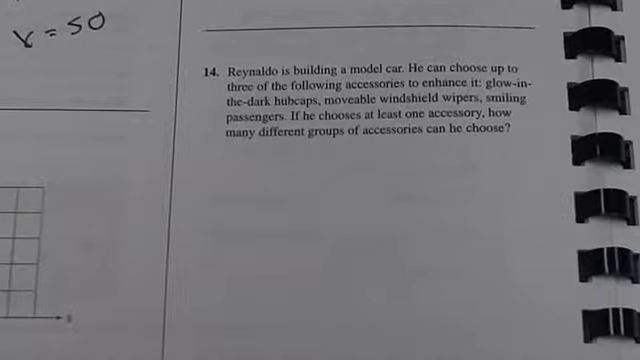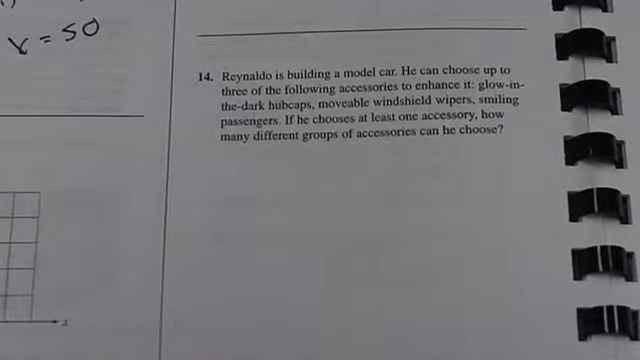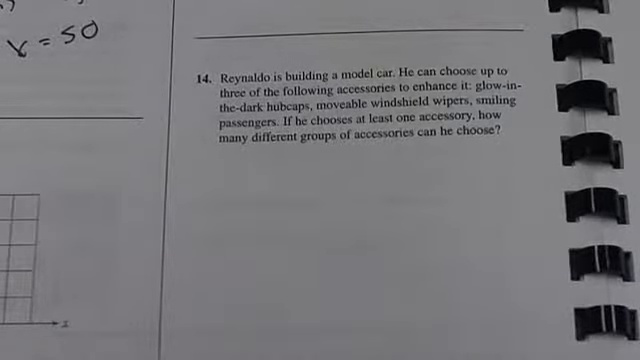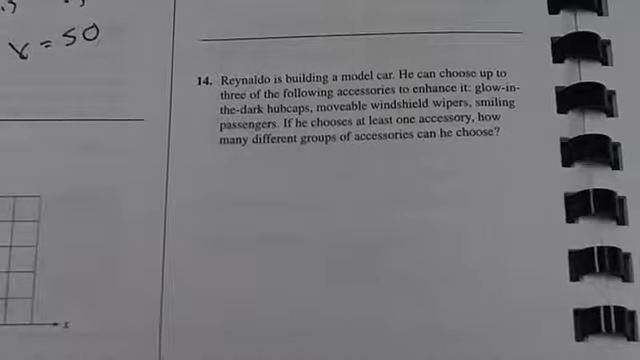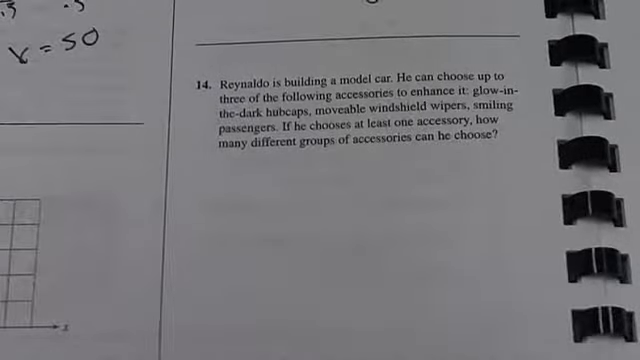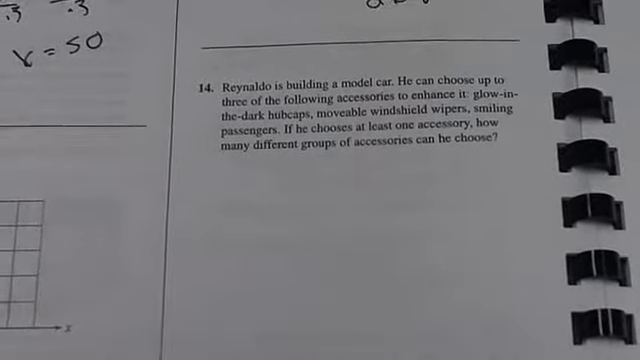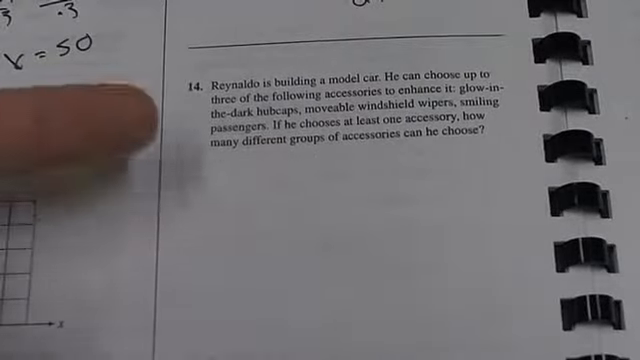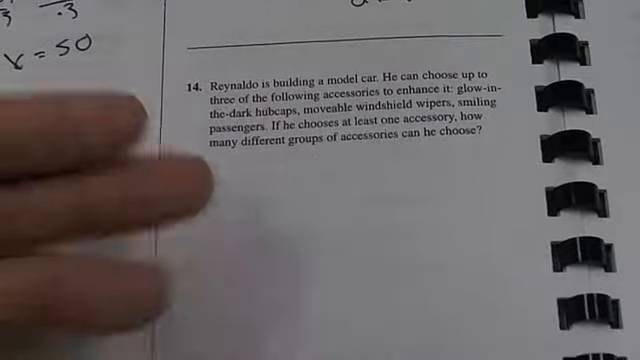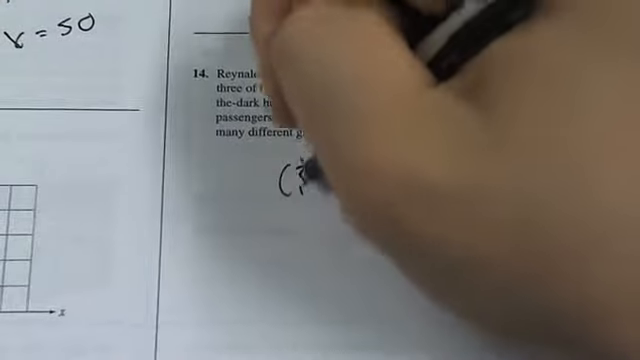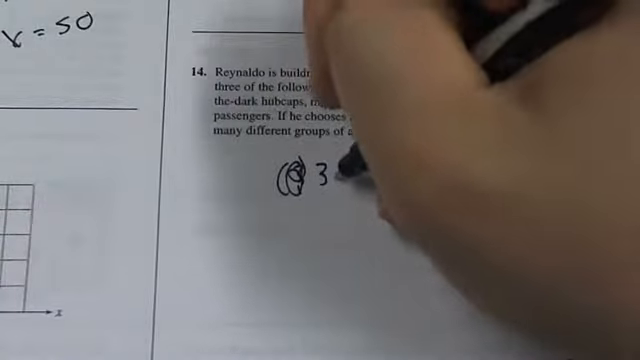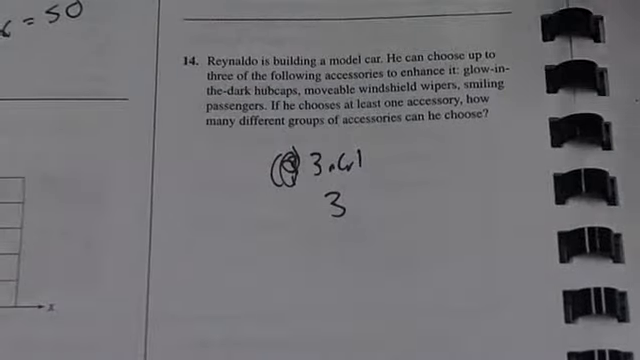14. Ronaldo is building a model car. He can choose up to 3 of the following accessories to enhance it: glow in the dark hubcaps, movable windshield wipers, smiling passengers. If he chooses at least one accessory, how many different groups of accessories can be chosen? So he can choose 1, he can choose 2, or he can choose 3. If he chooses just 1, how many options does he have? 3 choose 1. So he has 3 ways.